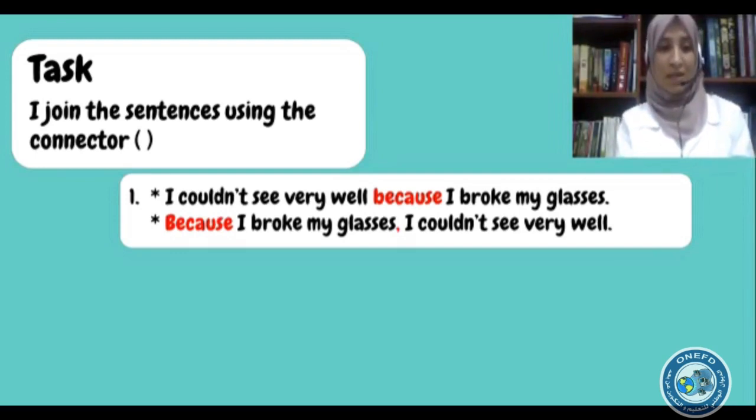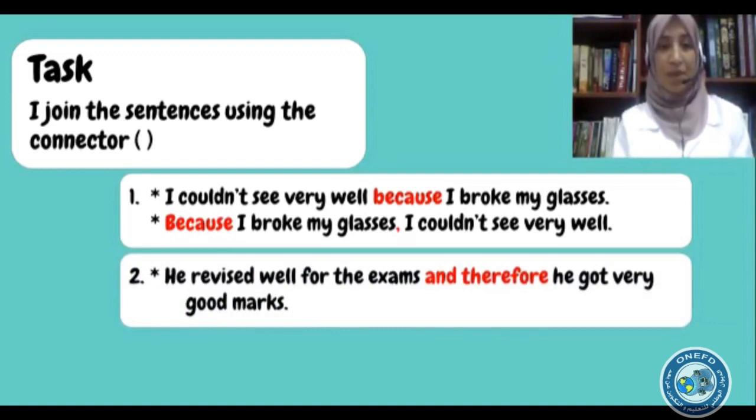Let's look at the second sentence. He revised well for the exams and therefore he got very good marks. So here we have and therefore. And therefore is a connector that expresses effect. So here we have the sentence and therefore he got very good marks is the sentence of effect. He revised well for the exams is the sentence of cause.